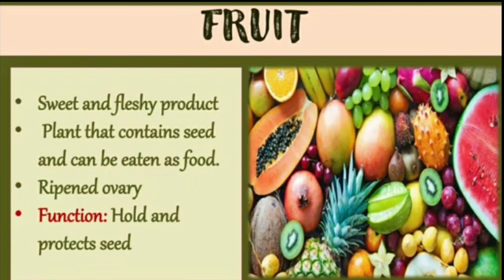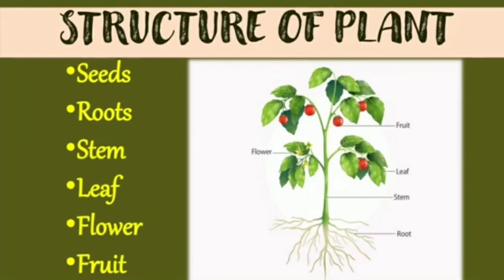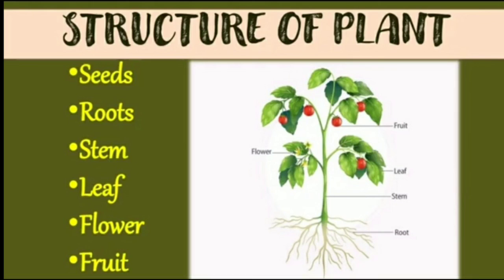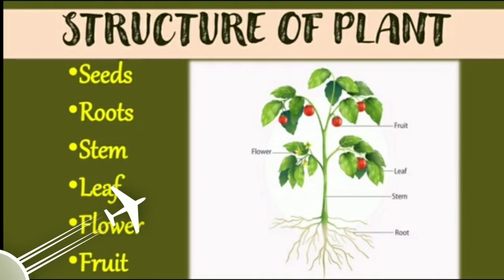With this, we have come to the end of this lesson. So what have we learnt in this lesson? We have learnt the structure of a plant and their functions also, right? What are the various structures? Seeds, root, stem, leaves, flowers and fruits. So these are all various structures of a plant, and we have also learnt their functions.